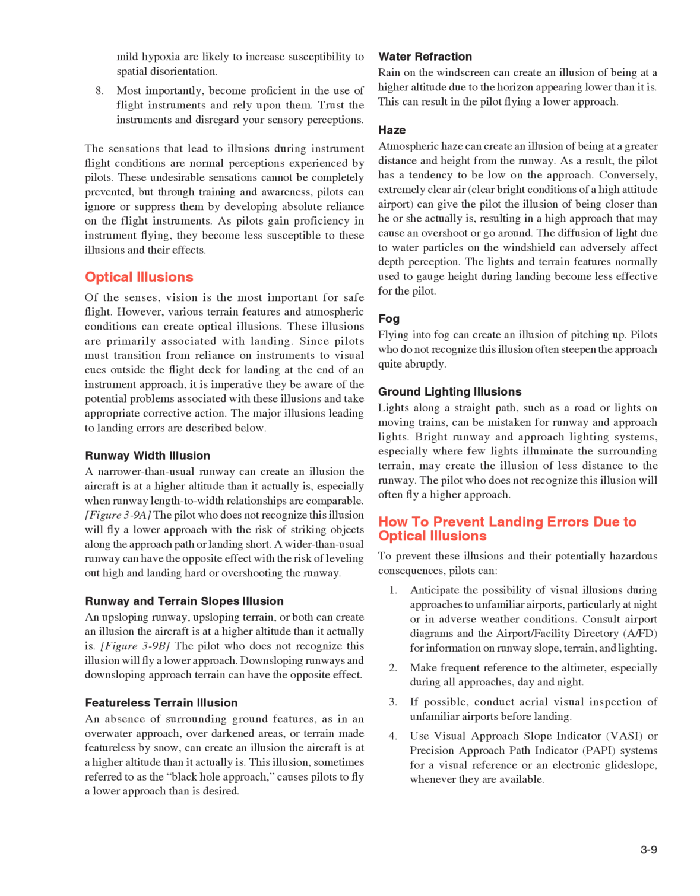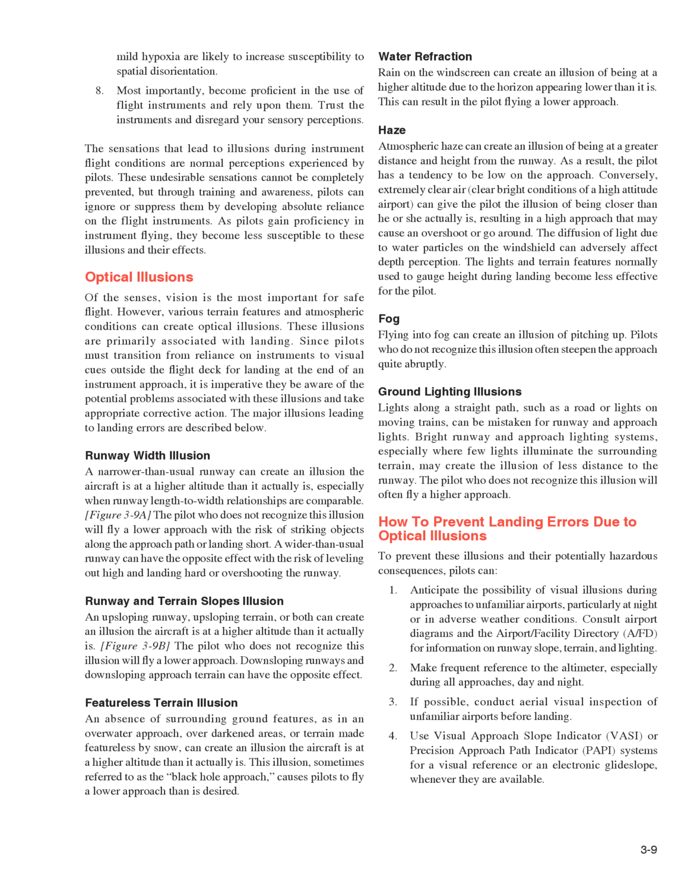Fog. Flying into fog can create an illusion of pitching up. Pilots who do not recognize this illusion often steepen the approach quite abruptly. Ground lighting illusions. Lights along a straight path, such as a road or lights on moving trains, can be mistaken for runway and approach lights. Bright runway and approach lighting systems, especially where few lights illuminate the surrounding terrain, may create the illusion of less distance to the runway. The pilot who does not recognize this illusion will often fly a higher approach.